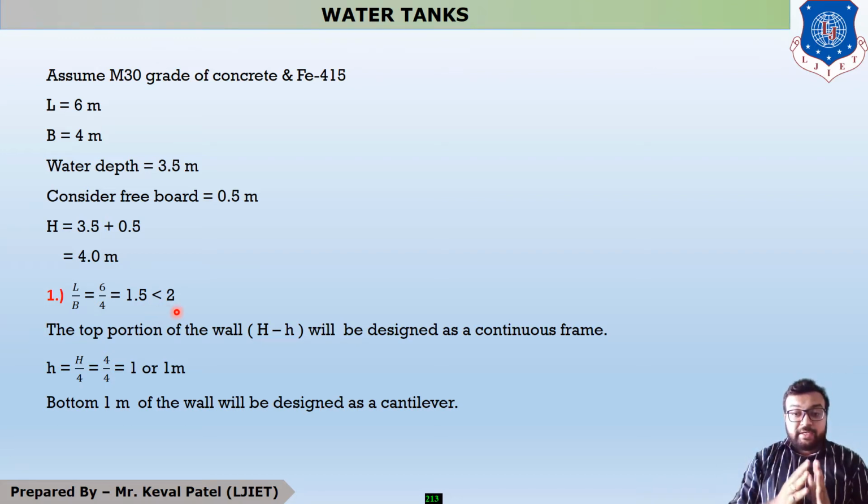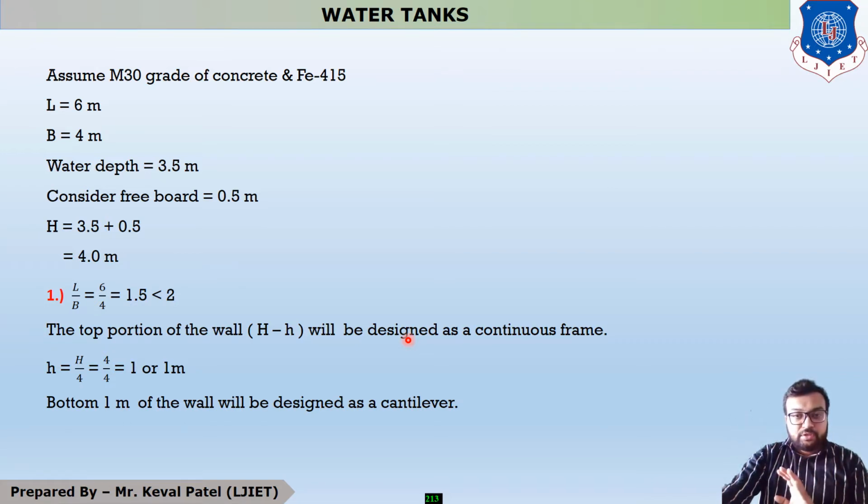Whenever your water tank has the condition L by B less than 2, then we have to make a partial difference between the cantilever portion and continuous portion. Our total height of water tank is 4 meter, in which how much height is for cantilever portion and how much height for continuous portion? The condition is that the top portion having the height capital H minus small h will be designed as continuous frame. So first of all we have to find out small h.